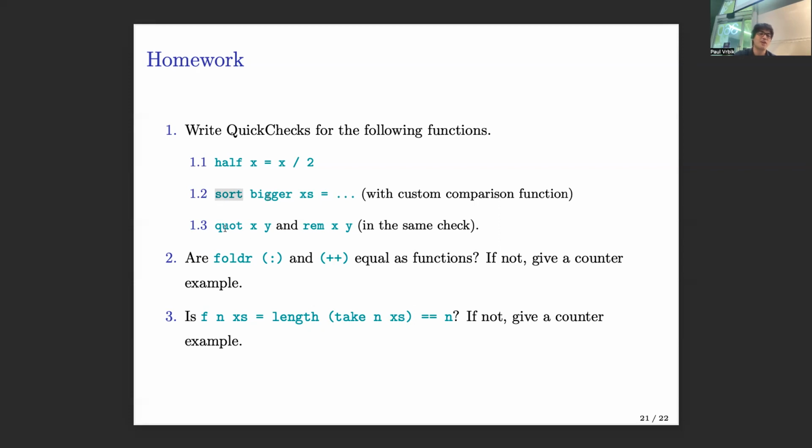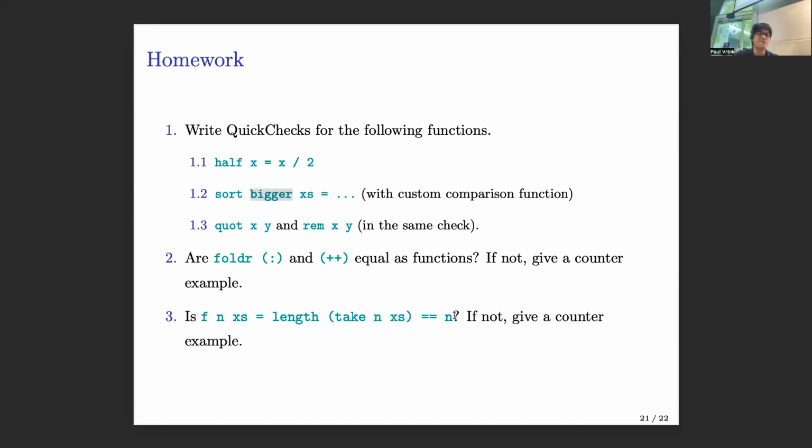Write a quick check for quotient and remainder. This is to emphasize that sometimes you can write a quick check for two things, right? There should be a property about quotient and remainders that's true, that you could quick check on. Here's a question. Are foldr, if I fold the cons operator over something, or use list concatenation, are these equal as functions? If not, give a counterexample. And if f n of xs is equal to length of take n of xs, is this equal to n in general? And if not, give a counterexample. So just think about that one for homework.